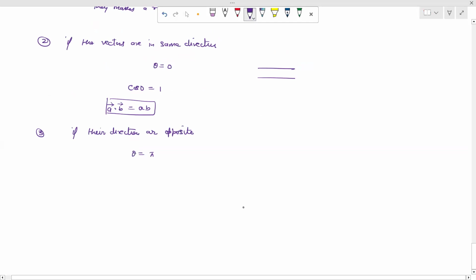Theta will be pi. So that means we can take this side as one direction and this as the second direction. So theta makes the angle pi. What is the value of cos pi? The value of cos pi is -1. So vector A dot vector B is equal to AB cos pi, which can be written as vector A dot vector B is equal to minus AB.